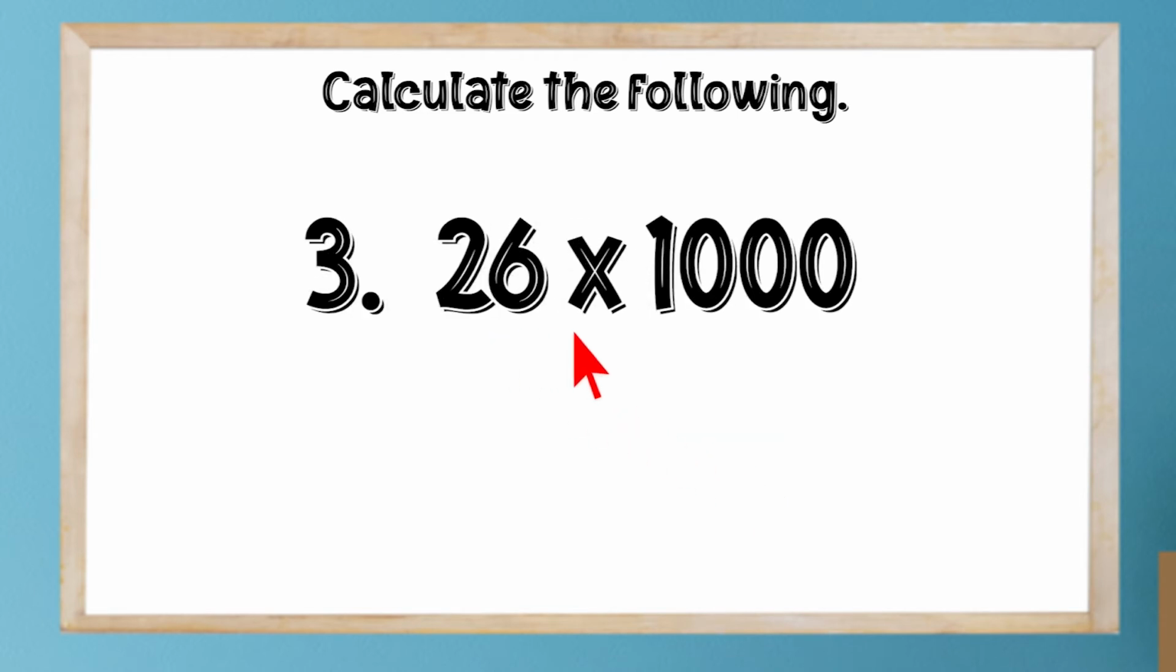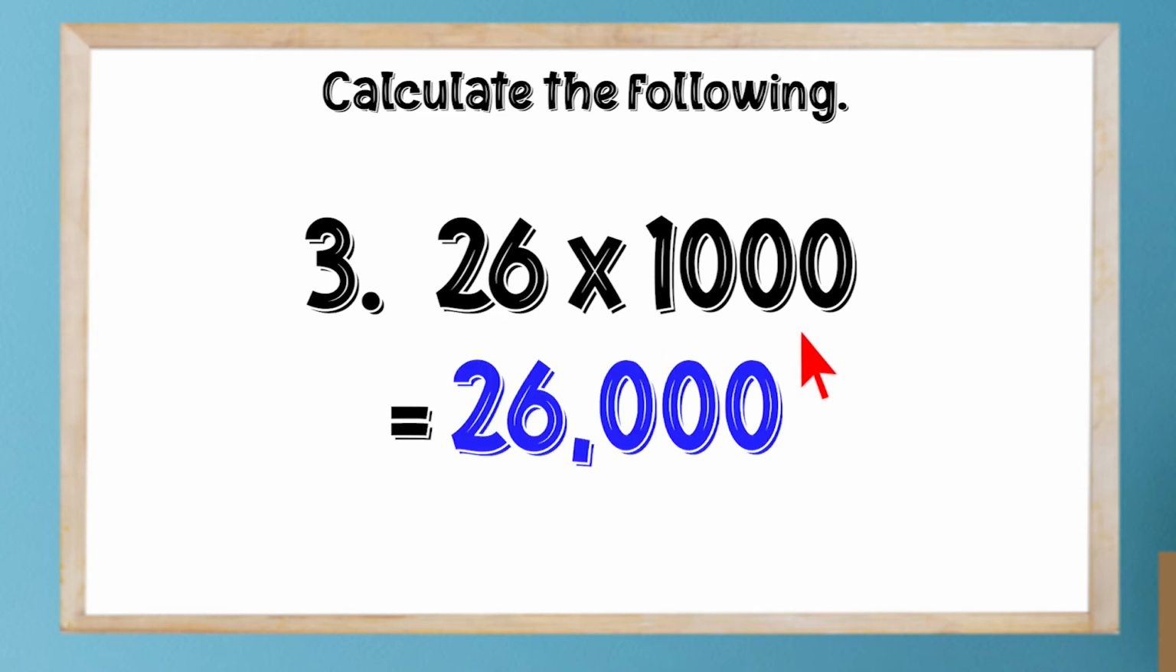26 times 1,000. Do you have 26,000? Yes, that is correct. Remember, when multiplying by 1,000, we retain the multiplicand and we add 3 zeros to the end of the number.